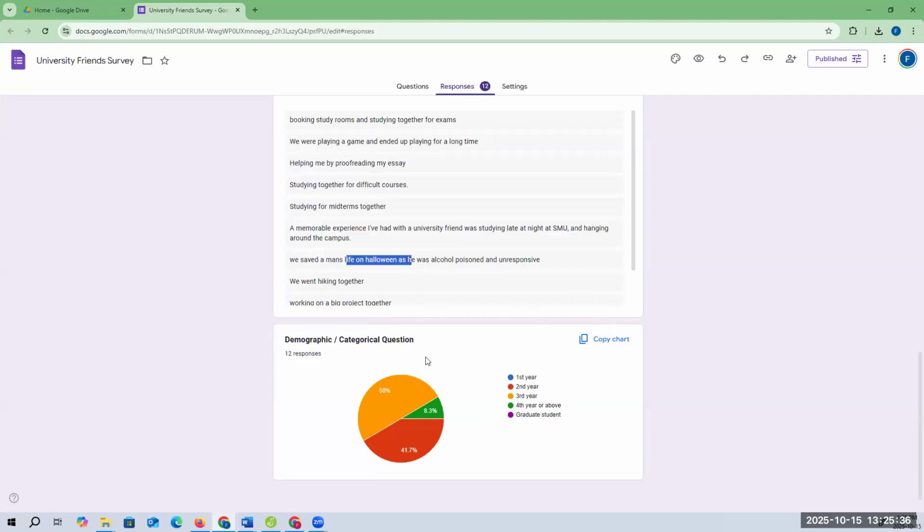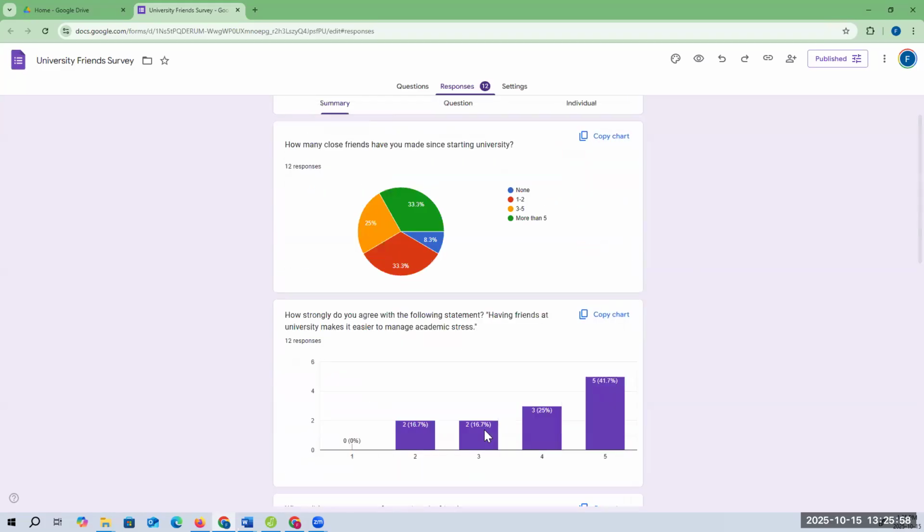And demographic categorical information. Most of the students were second year, obviously, since this was a stats course, and that's 41.7%. Third year students are also taking the course, so together it's 50%. So 6, 6, 5, 11, and then there was one who was fourth year or above. Oh, so that's interesting.